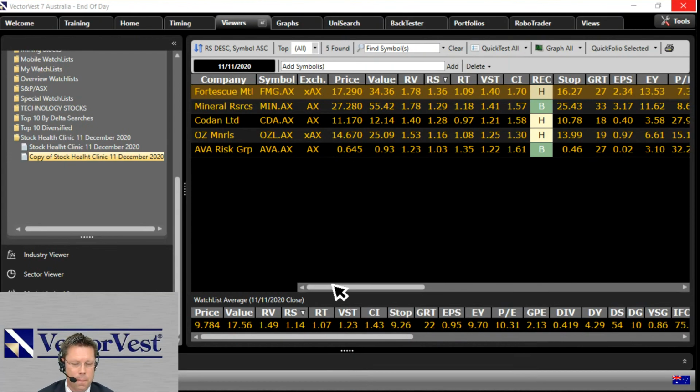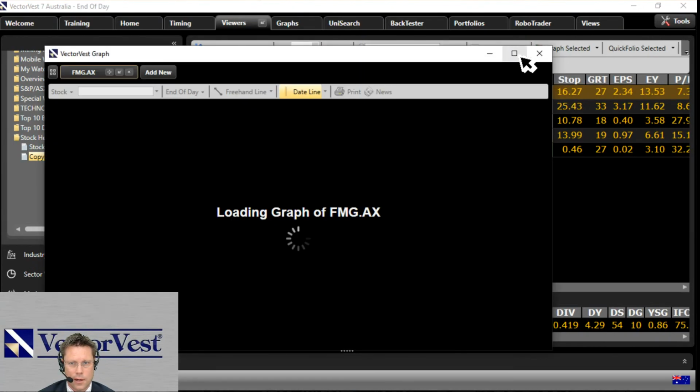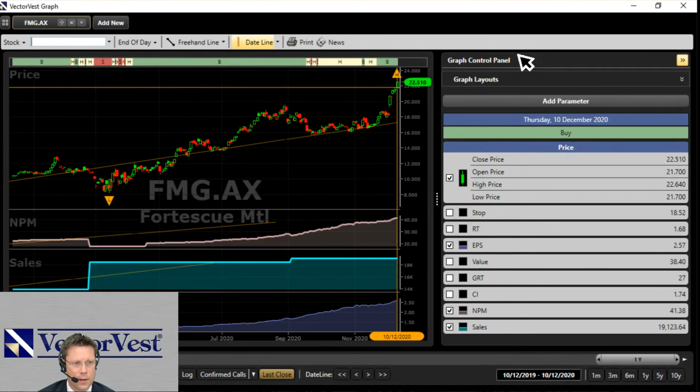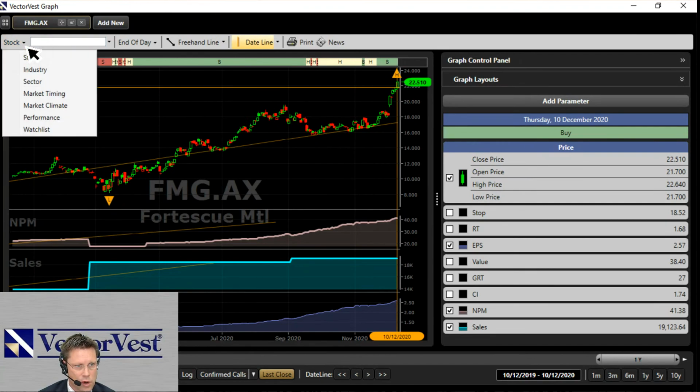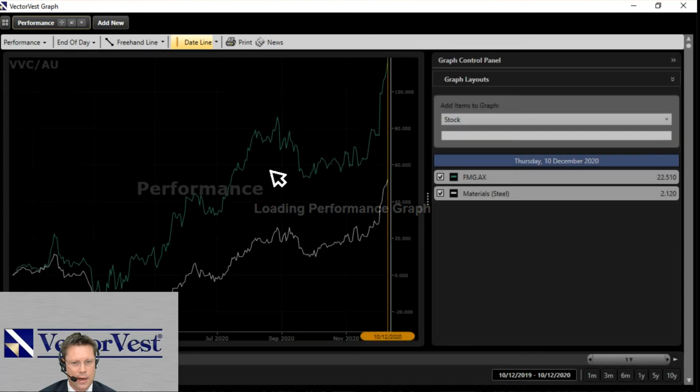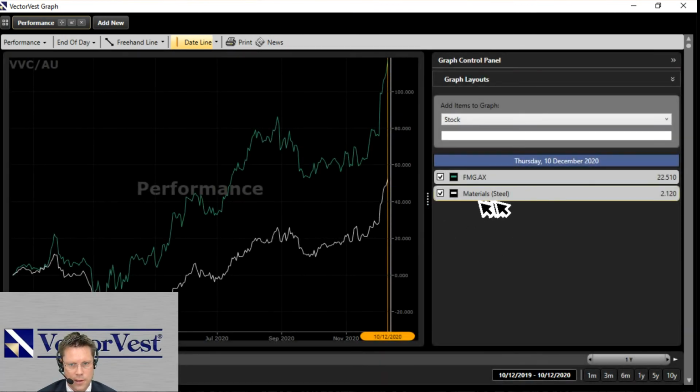Okay, here's a bit of fun. Let's graph the current stock. So we'll graph Fortescue Metals. Okay, maximize it up here. Where it notes stock, I'm going to drop down here and click on performance. So this is going to allow me to benchmark. Here's the steel benchmark against Fortescue Metals, highly correlated as you would expect.